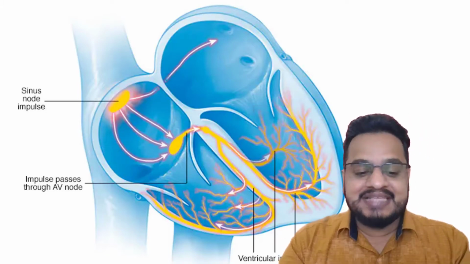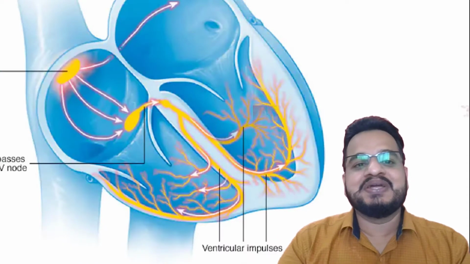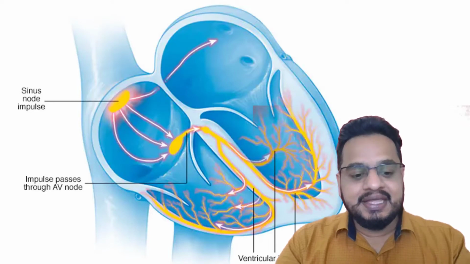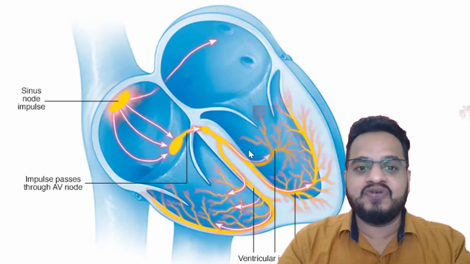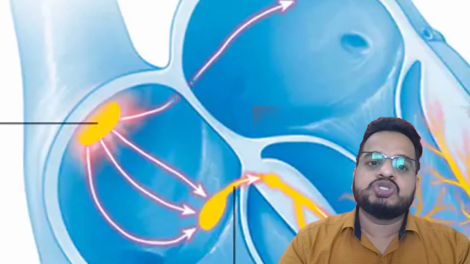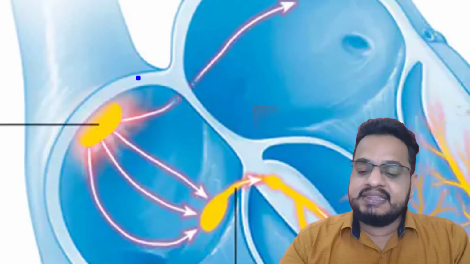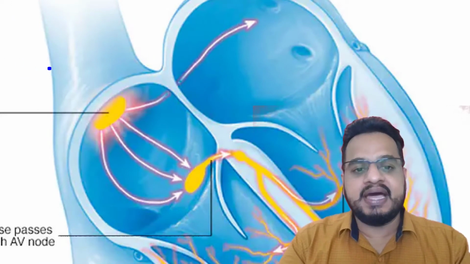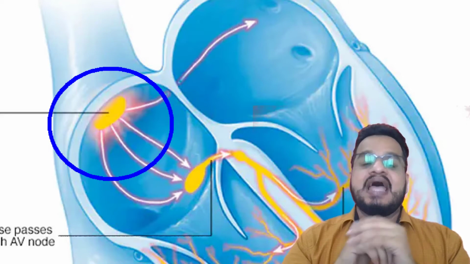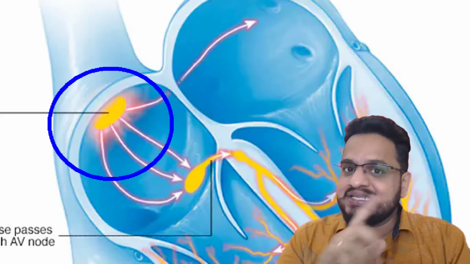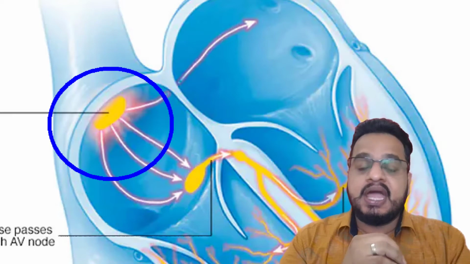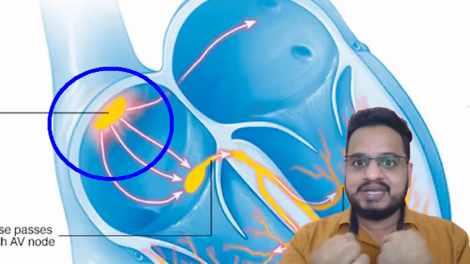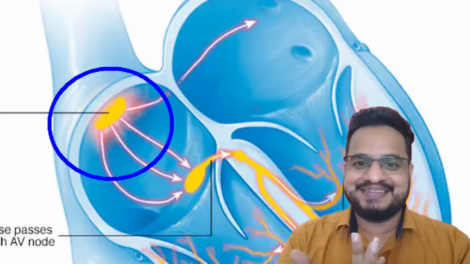As you can see in this diagram, that is the heart, and I have shown a few parameters so that you will understand. In this heart, the first part is the sino-auricular node, which is present in the atrium. This SA node generates the impulses. What is the basic function of the heart? It is to pump the blood, right?